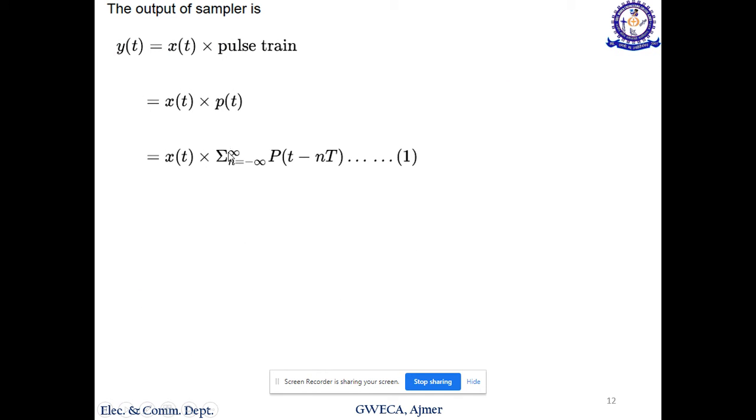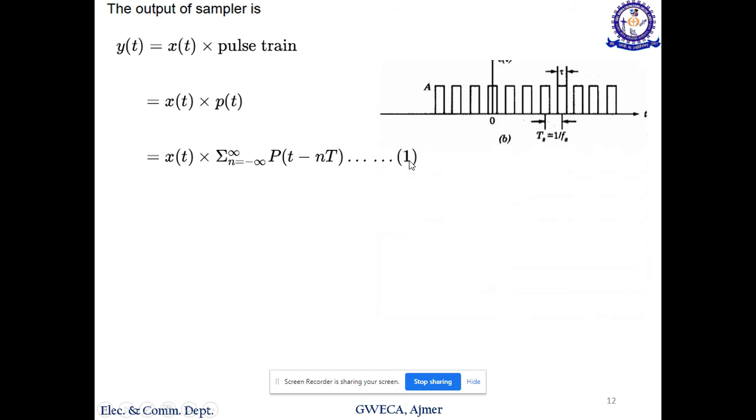p(t) is given by the summation, a pulse train, from minus infinity to infinity of p(t minus nTs). In the previous case, that was delta, because it was an impulse. This time it's a pulse, that is why we are denoting it as p. This is equation 1. In the previous case we considered that the magnitude is 1. For example, in this case, the magnitude is A and the pulse width is tau. In the previous case, the impulse size tau is equal to 0, and the time period is 1 upon fs.